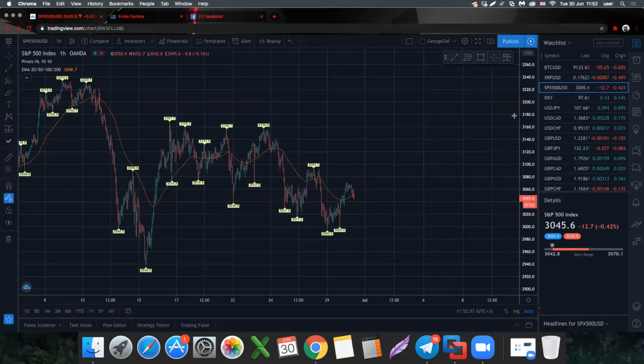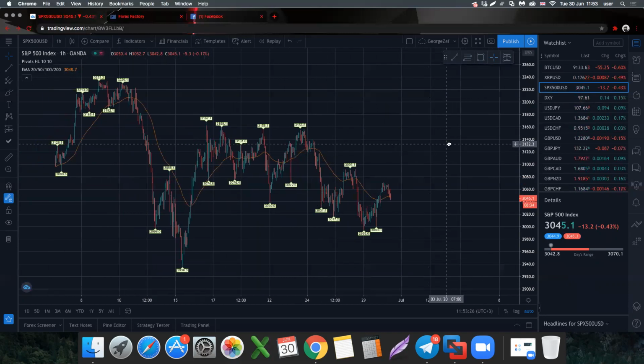SPX 500 is the S&P 500 index. It's one of my favorites, but don't do it if you have a small account because the value is 3,000. Even if you open a trade with 0.01 lot, it's $1 per pip. So this one alone can ruin your account.